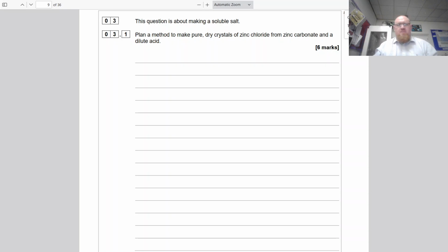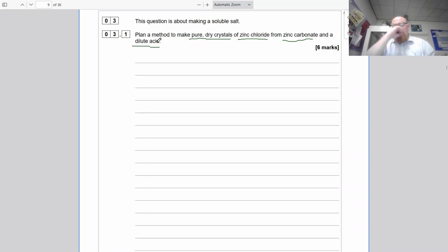Good afternoon, Dr. Pearce here again from the Cotswold School, just going through question 3 of the 2023 Paper 1 GCSE AQA Chemistry. This one's about making a soluble salt, and you want to make pure dry crystals of zinc chloride from zinc carbonate and a dilute acid.